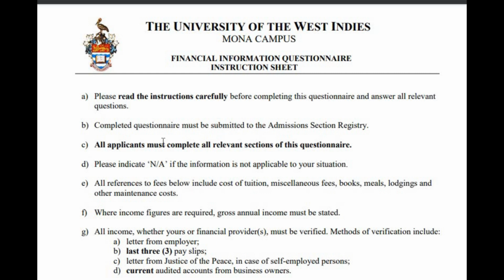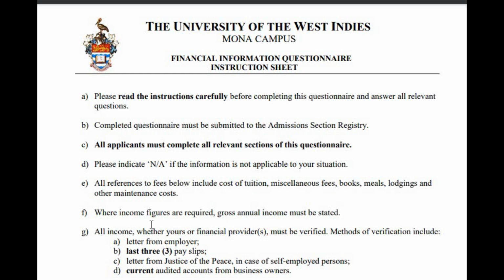C says all applicants must complete all relevant sections of this questionnaire. That's in bold, so this must be done. And D says in areas that do not apply to you, you put not applicable. And E says all references to the fees below include the cost of the tuition, the miscellaneous fees, the books, the meals, lodging, and other maintenance costs. You should put your reference. So if you're not going to pay it yourself, you have to put that your parents are going to pay this, or this loan agency is going to pay that, etc.